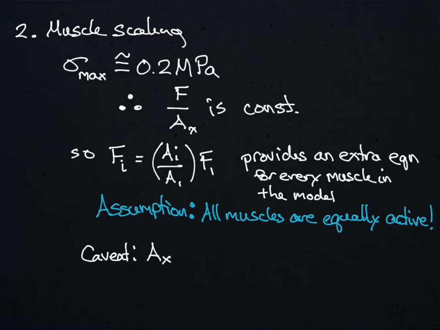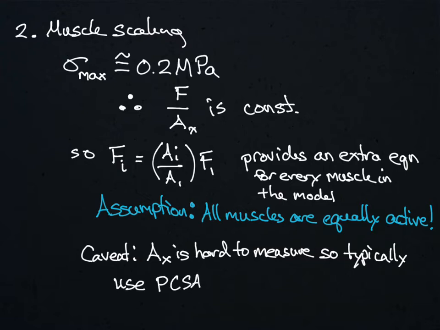The other thing to note, caveat, is that the cross-sectional area of the muscle is hard to measure. So typically we use something called the physiological cross-sectional area, which is the volume of the muscle divided by the length of the muscle. Physiological cross-sectional area, PCSA. And that gives us the area of the muscle that we use instead of trying to measure the cross-sectional area or figure out which point along the muscle, if the cross-section changes along the length of the muscle. It gives us a constant, consistent thing to use.